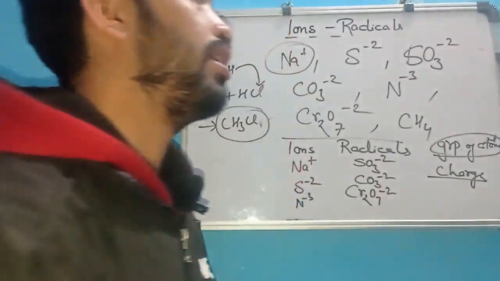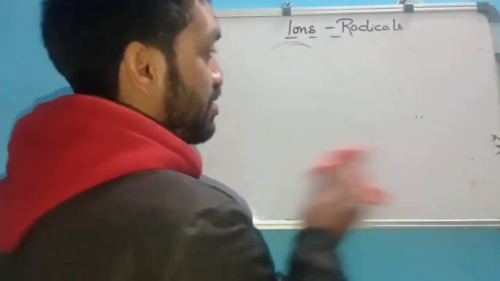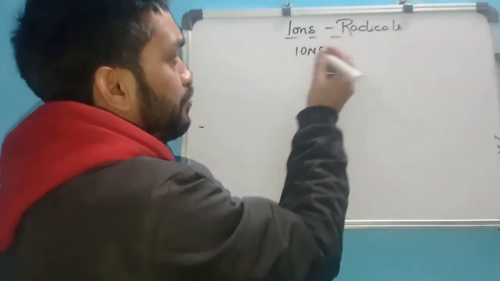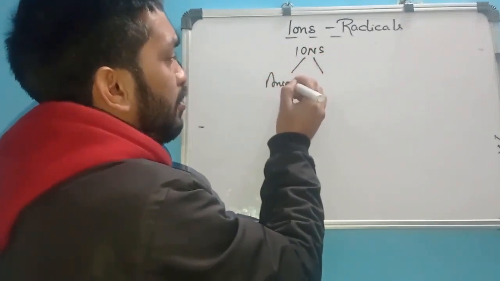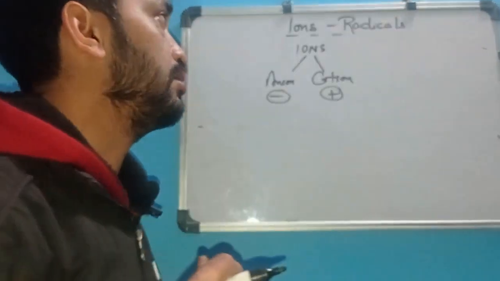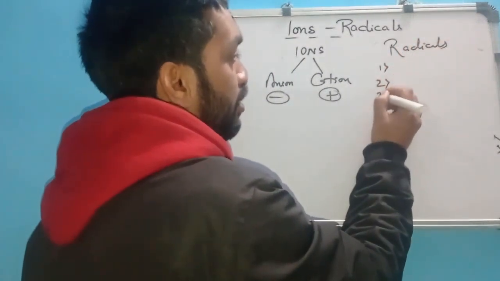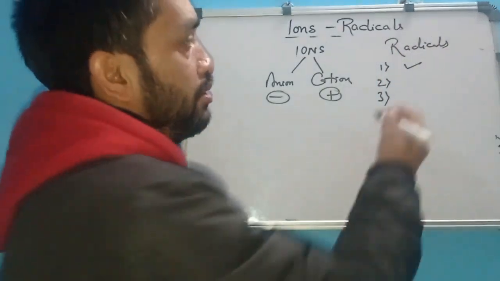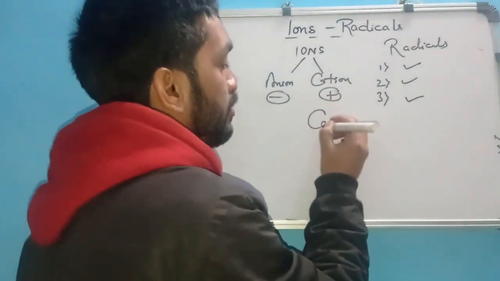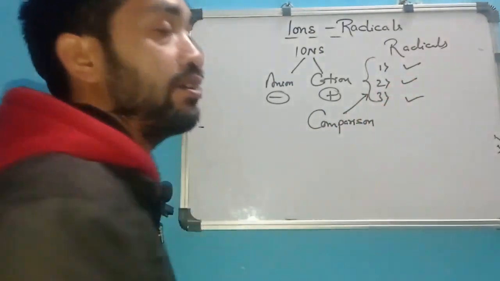So in this way you have to categorize ions and radicals, and compare them with the help of the necessary conditions. Let us summarize today's topic. First one was ions, then its types, anion or cation. Anion is negatively charged, cation is positively charged. Then we talked about radicals. Then the necessary conditions: there are three conditions. Number one, should have a charge; group of atoms; should behave as a single unit. Then we went for the comparison, and for the comparison you have to check these three conditions.